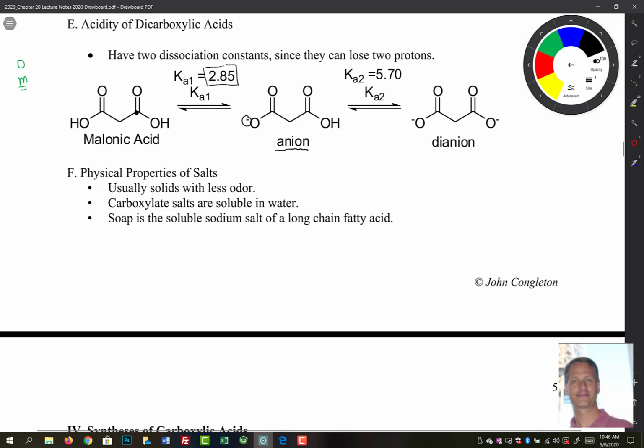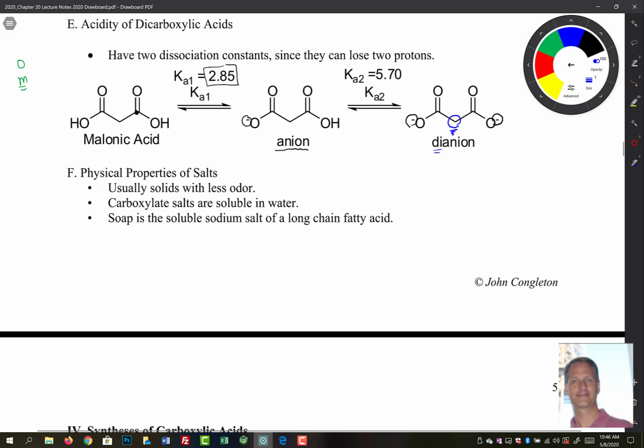Now, losing the second proton's tougher, and that's because it's just a little bit harder to have these negative charges near each other. So it turns out as this carbon chain length grows right there, that phenomenon becomes less and less. So if you threw in 10 CH2s at this position, then that dianion issue of having adjacent negative charges would be minimized as that carbon chain length grows. So they'll give you some problems like this as you go through and do your homework and stuff like that.